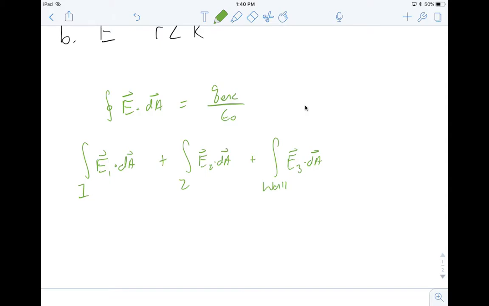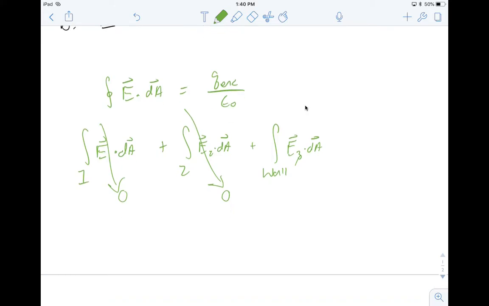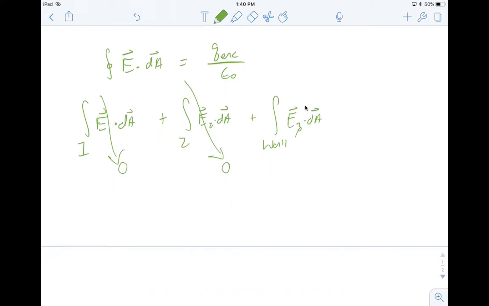Like we said before, the electric field is parallel to the sides, so the flux through the sides is 0. And so we just have the integral of the electric field. I'm going to drop the number notation since that's the only electric field we have. Remember, this integral either becomes E times A or 0. So the integral of the wall, E dot dA, just becomes E times the area of the wall of the cylinder.